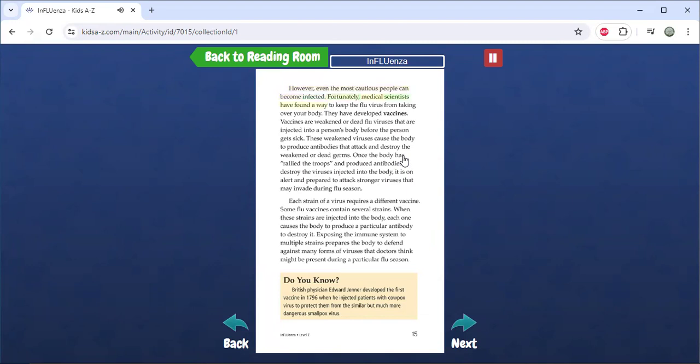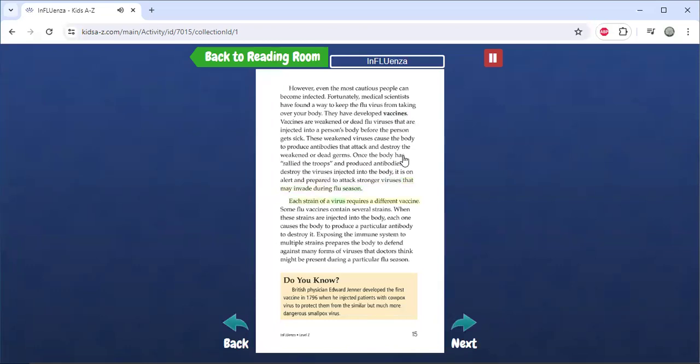Fortunately, medical scientists have found a way to keep the flu virus from taking over your body. They have developed vaccines. Vaccines are weakened or dead flu viruses that are injected into a person's body before the person gets sick. These weakened viruses cause the body to produce antibodies that attack and destroy the weakened or dead germs. Once the body has rallied the troops and produced antibodies to destroy the viruses injected into the body, it is on alert and prepared to attack stronger viruses that may invade during flu season.